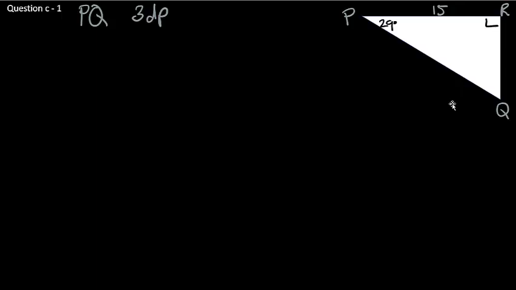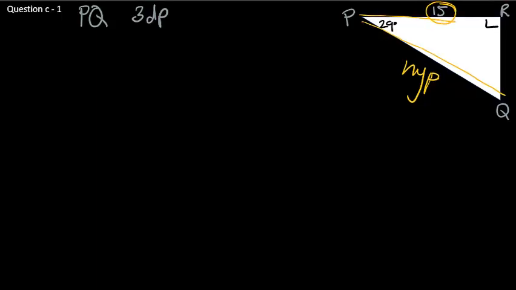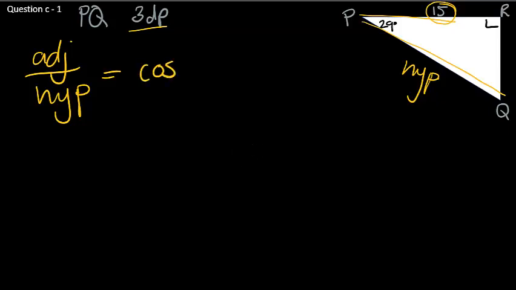Last two questions. C1 asks us to calculate PQ. So PQ is this length here. That is our hypotenuse. And in this question, they're giving us adjacent, and they want 3 decimal places. So I'm going to say adjacent over hypotenuse, you know adjacent over hypotenuse as cos. Cos of 29 degrees, which is adjacent 15 over hypotenuse, PQ.